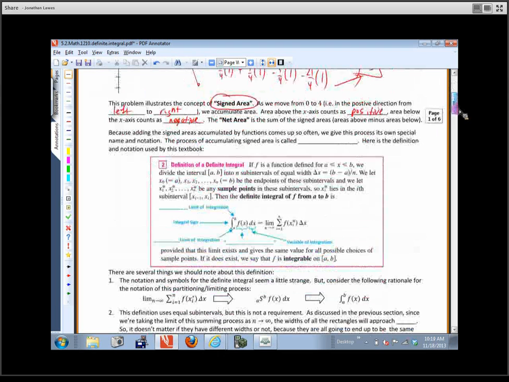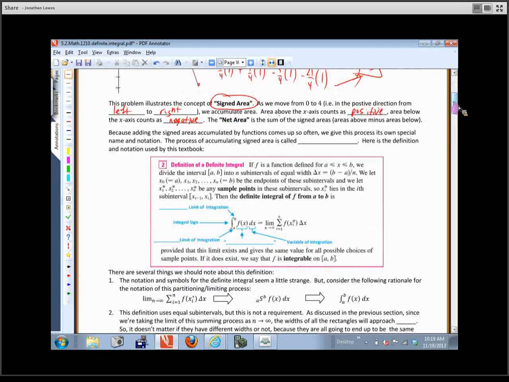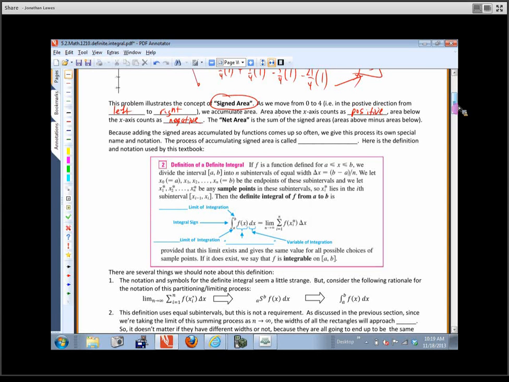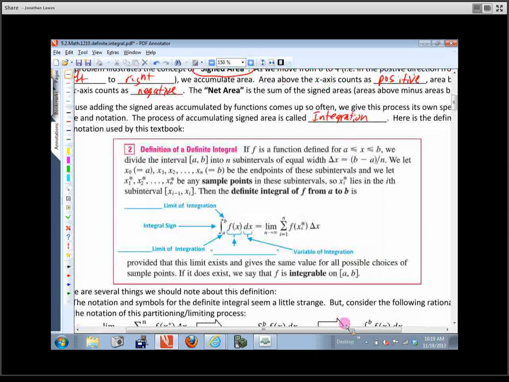Because this slicing and summing, this rectangular process comes up so often, we're going to come up with our own notation, and we're going to come up with a name for this. So this process of accumulating signed area is called integration. That second branch of calculus, we dealt with differential calculus, that second branch of calculus is what we call integral calculus, which is based on integration. So there's this ugly definition in here, and I want to zoom in on this, and let's talk about what these parts are, and then we'll figure out some interesting properties of this.